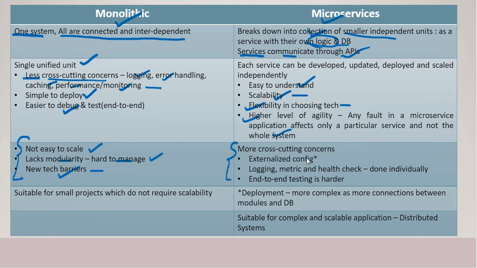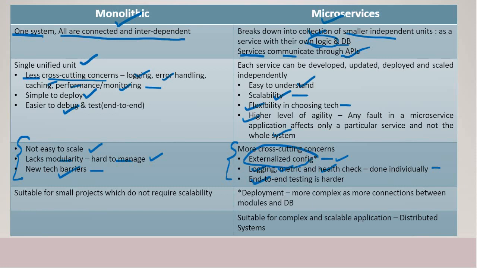Here, the cons will be like, suppose microservices are smaller independent units. So how do we know what microservice is running where? How do we connect? So we have to hold that information somewhere. So we need an external config. Again, logging, metric, health check, all these has to be done at individual microservice level. So tracking them will be difficult. End-to-end testing will also be harder that way.